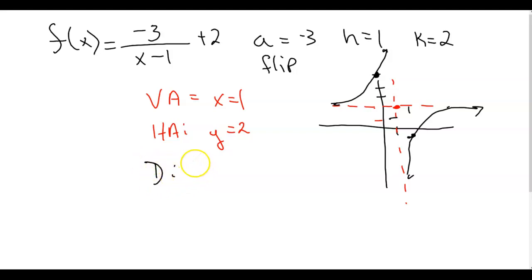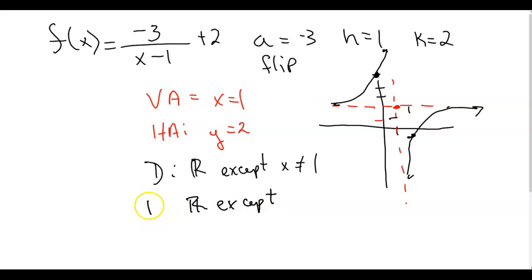So our domain, once again, it's all our real, so double bar R, except, right? So we're going to exclude an x value. That x value is going to be that shift to the right of 1. So x cannot equal 1. So it's all real, except for range. It's everything except y equaling 2. Y cannot equal 2. So that's our domain and our range.